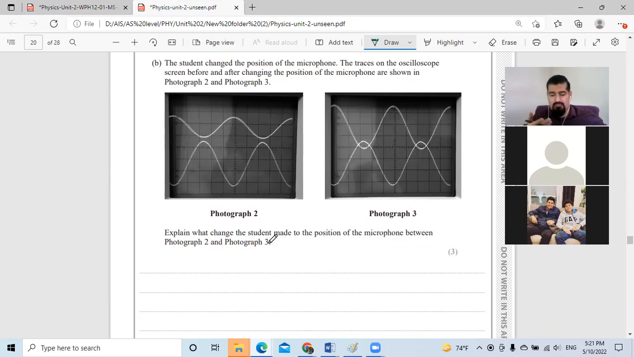It's obvious. The amplitude increases. That means the microphone is closer, right? So that's why the sound intensity or the displacement amplitude here is greater, since the microphone is closer, so the sound energy will be louder.